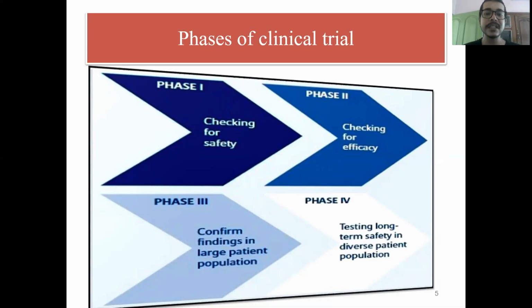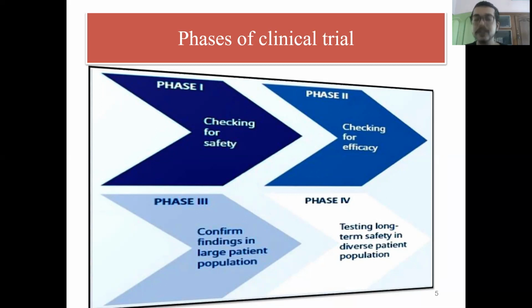In each and every phase of these 4 phases, the number of participants or volunteers will be increasing. If the number of volunteers in phase 1 is 25, the number of volunteers in phase 2 will be 100 or more than that. Phase 3 will be more than phase 2, and phase 4 will be on a big population, that is on the general market, because phase 4 can be called as post-marketing surveillance.